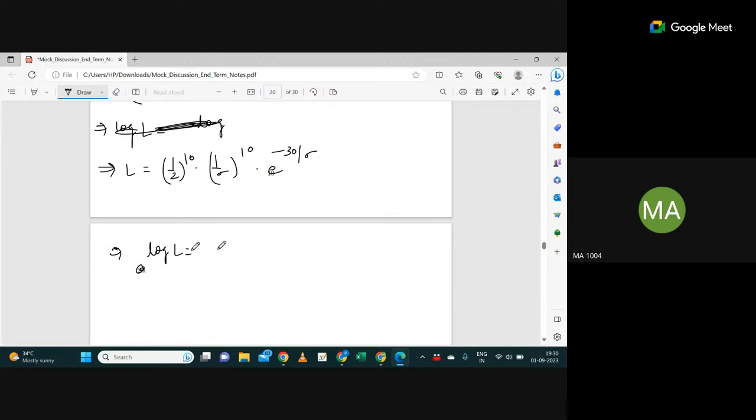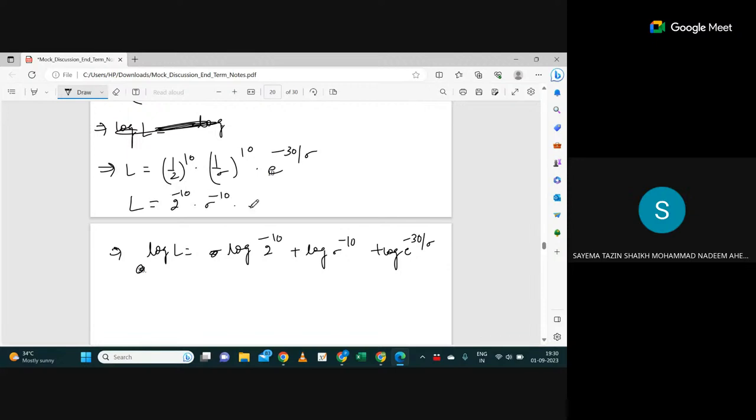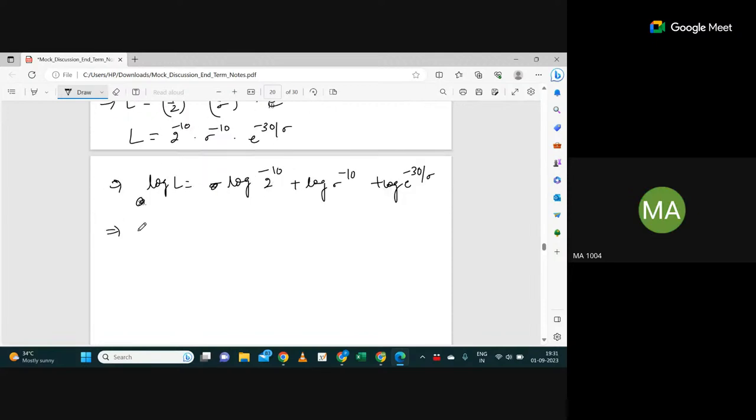Log L will be log of 2 raised to power minus 10, plus log of sigma raised to power minus 10, plus log of e raised to power minus 30 by sigma. This step is clear or not? So it will be minus 10 log sigma, minus 30 by sigma, right? Yes or no? Yes, sir.